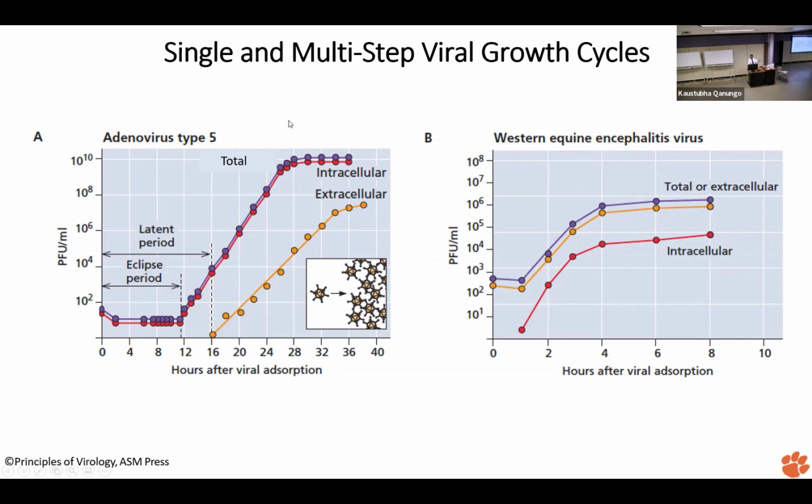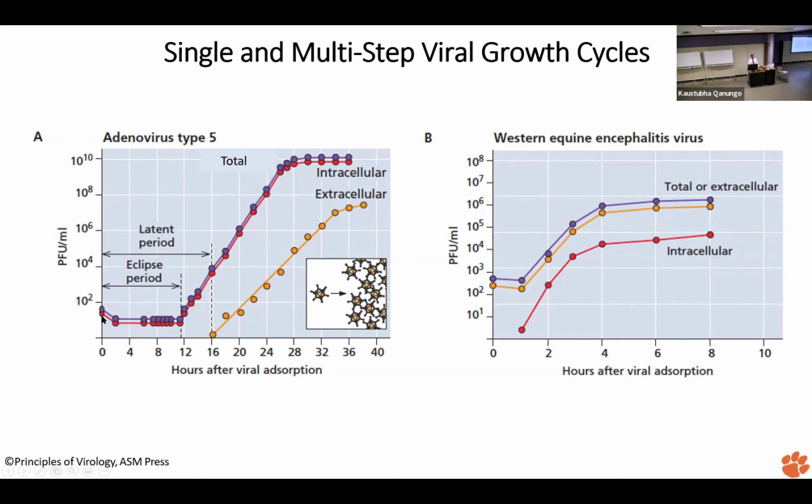So I just took the image from the book, but it was wrong in the book. Sometimes that happens. So this curve is for the extracellular. Then you have the red one for the intracellular, and then the total is the purple one. It was written as intracellular as well.